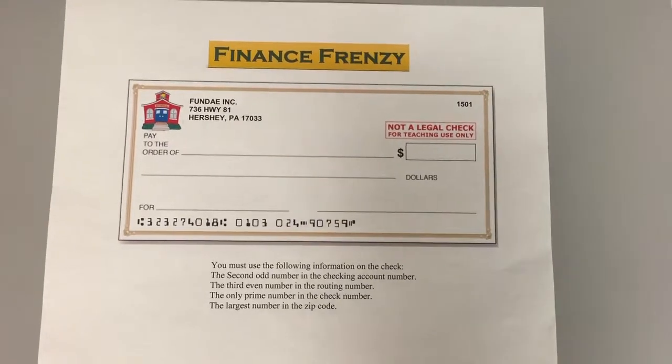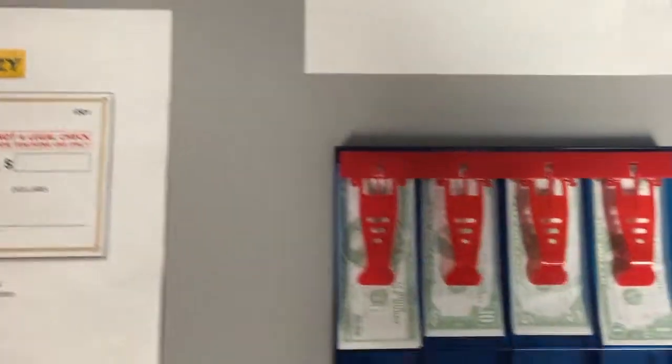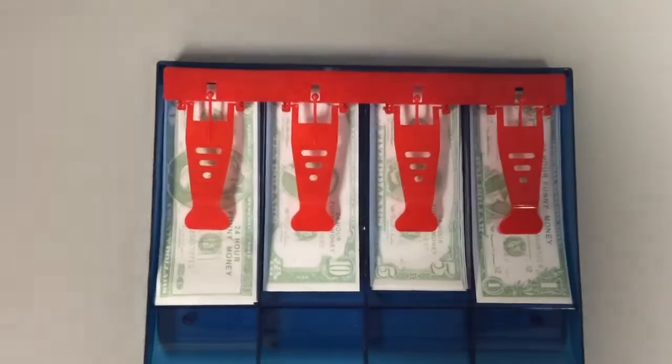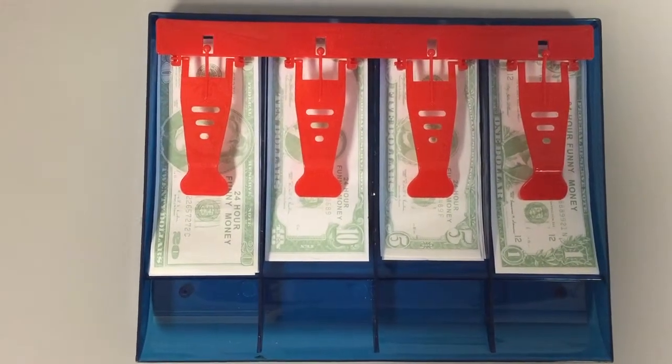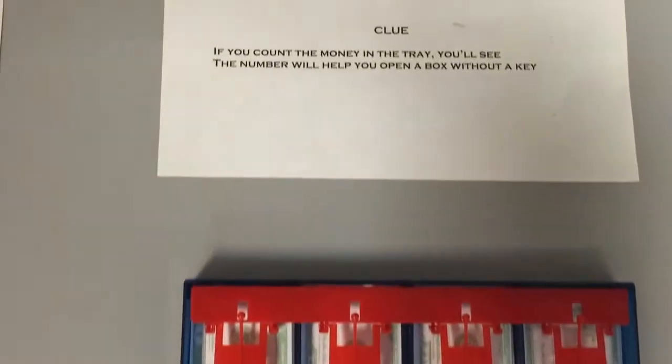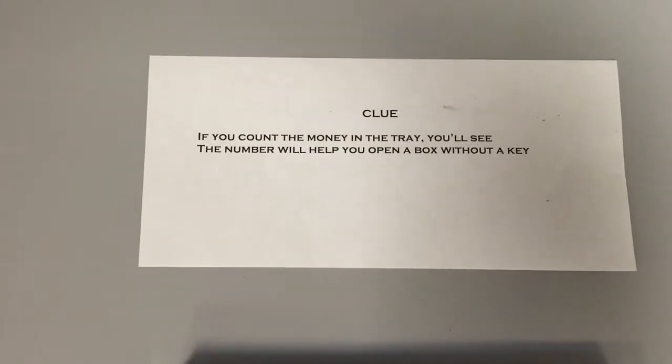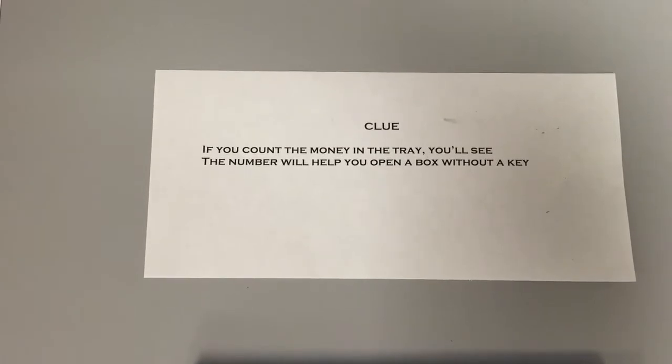The next puzzle is for the small locked box. Students will use a money tray that they find in the room, and there's a clue with it that indicates to count the money in the tray so they can see a number that will help with the lock without a key.